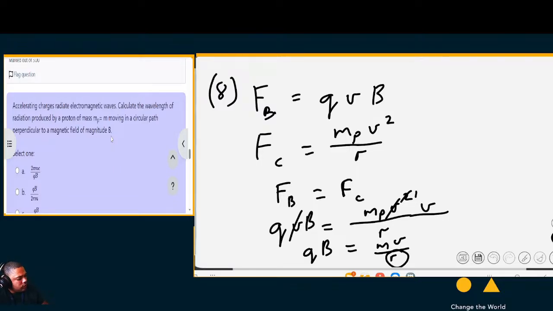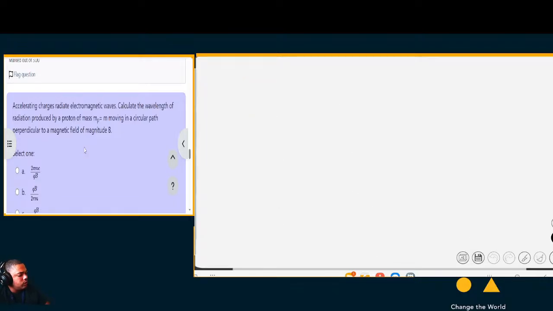So if you want the radius of this circle, they want the wavelength. So let's calculate the frequency first. Now we have the radius of the circle. So r was on the bottom, so it will be the other way around. It will be m_p v divided by qB. That is the radius of the circle.